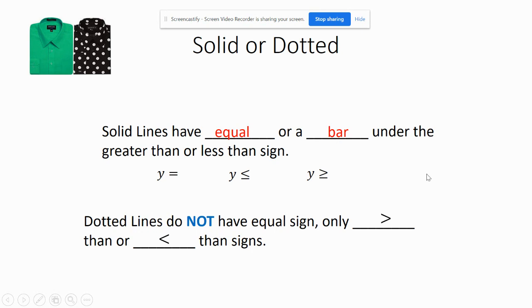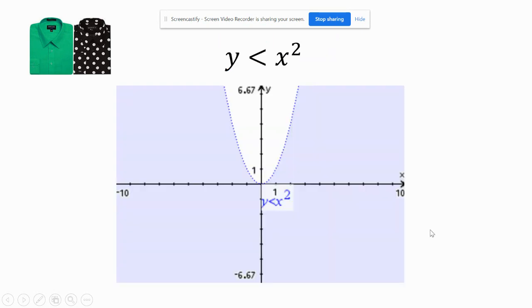But what happens when we don't have the bar? Well, notice our line changes from a solid line to a dotted line. We did the one where y was less than or equal to x squared. We had a solid line, and it was shaded below. I'm going to graph it, but now it's just with a dotted line, not a solid line, because the line itself is not part of the solution.